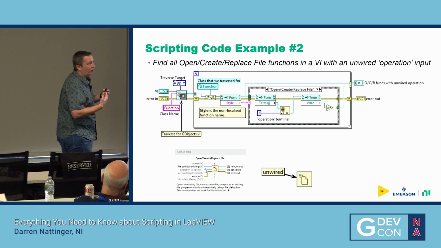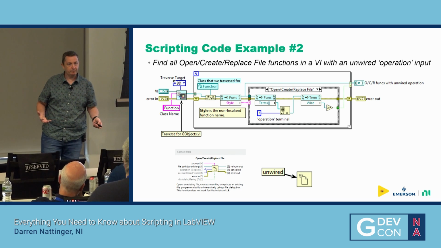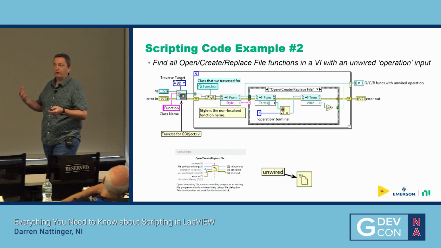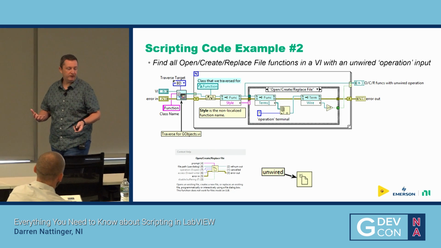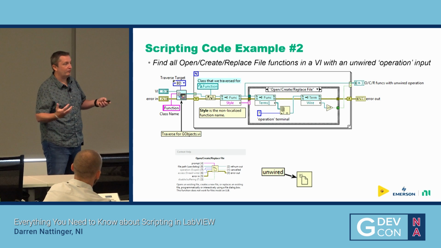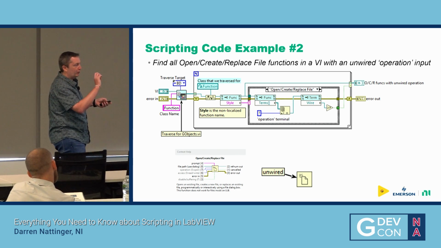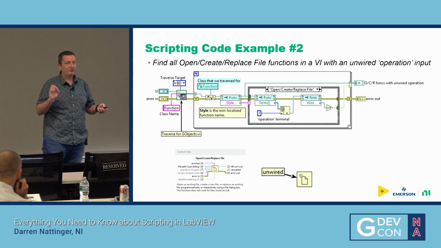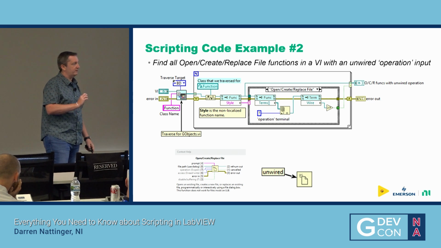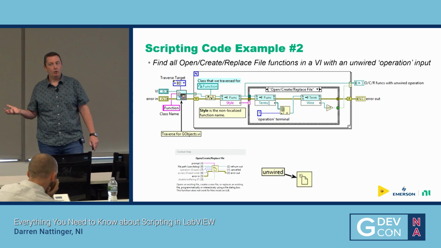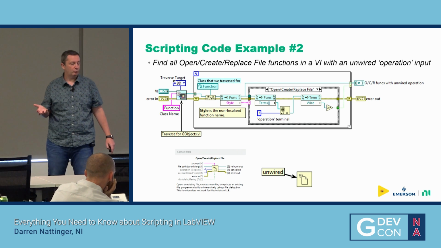So again, talking from the left to the right. We find all the functions on the block diagram. Then inside the for loop, for every function, we're reading the style property to see if it is an open create replace file function. If it is, we're pulling off terminal index 7 and checking to see if there is a wire connected to that terminal. And if not, this is an open create replace file without that terminal wired.